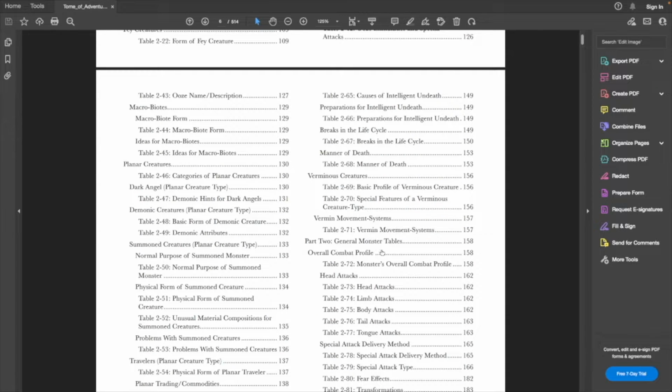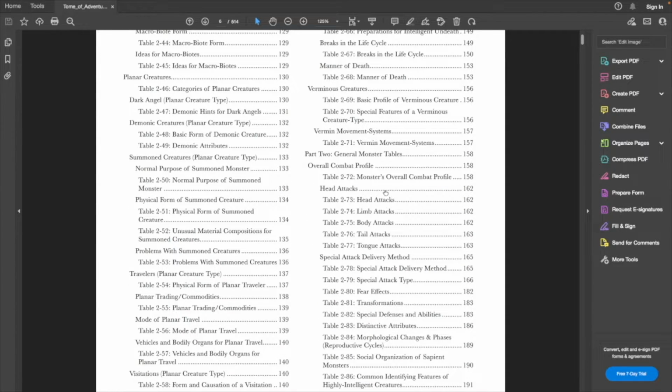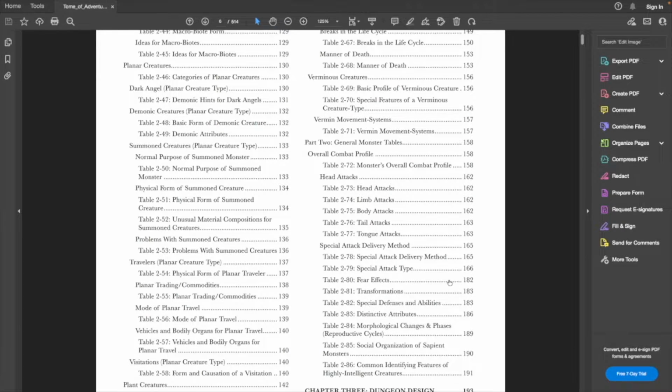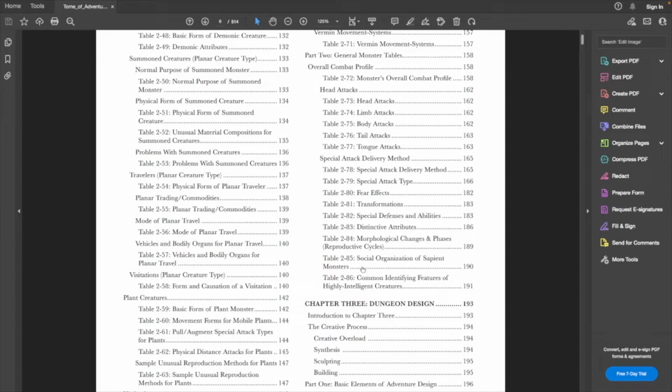Part 2 of the monster chapter is general monster traits. So here you can determine what kind of attacks they would have, monster overall combat profile, and then they attack them with their head, limb, body, tail, tongue, and then any special delivery types. And that is chapter 2, all about monsters.